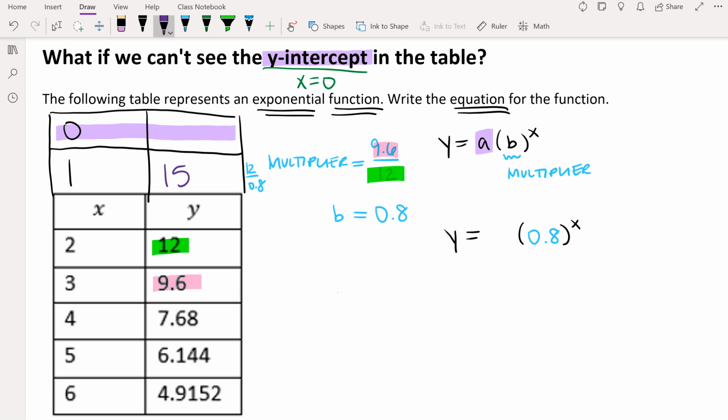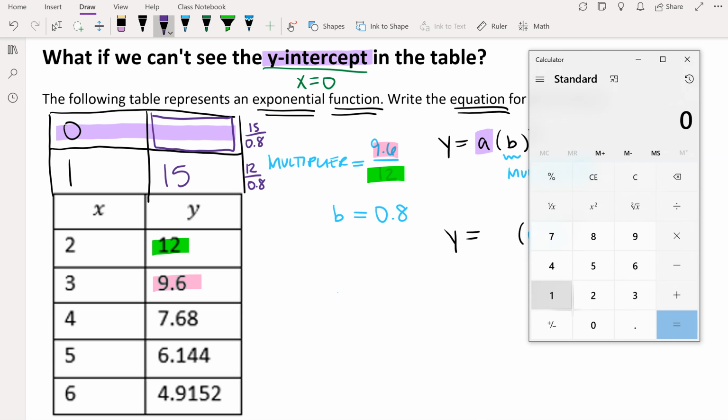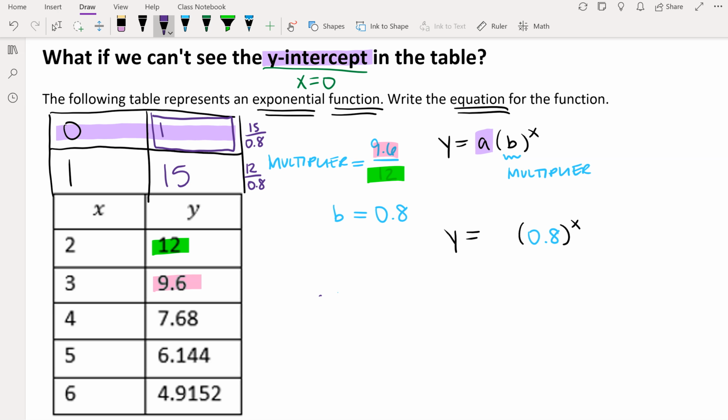What about to get the actual y value we're looking for? You're going to do 15 divided by your multiplier, 0.8, and that will get you to that square. So let's do that. 15 divided by 0.8 is 18.75. That is my y-intercept. So that's what I'm going to put here. And of course, I didn't leave myself a lot of room. So y equals 18.75 times 0.8 to the x. Here's the equation for this table.